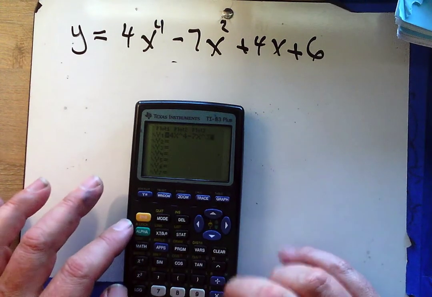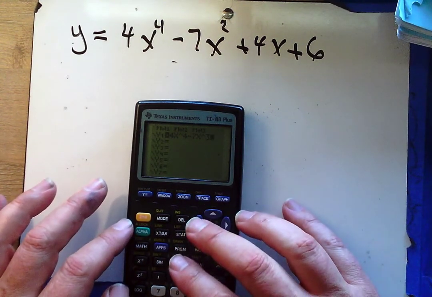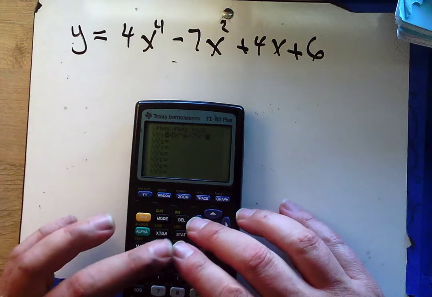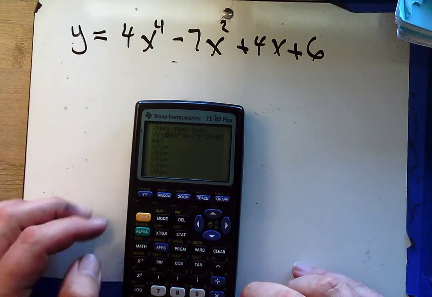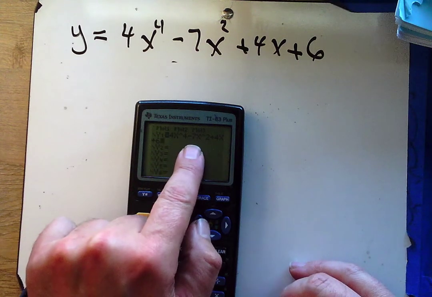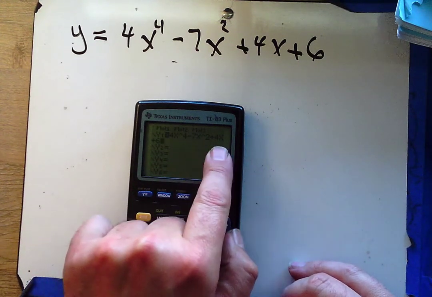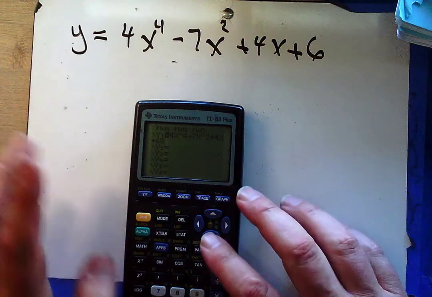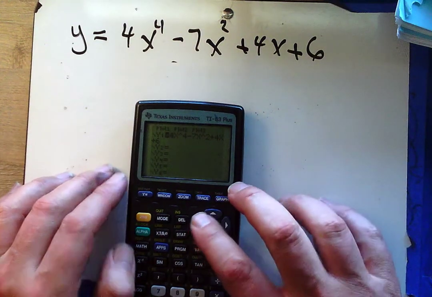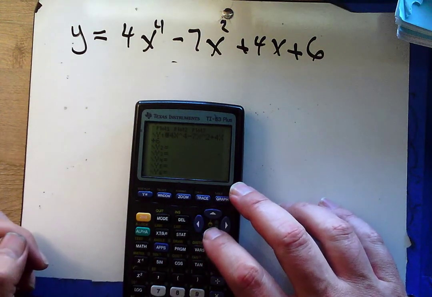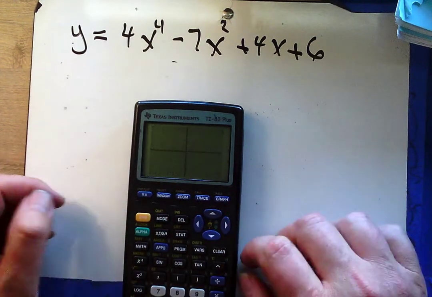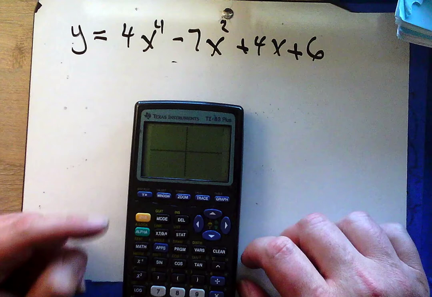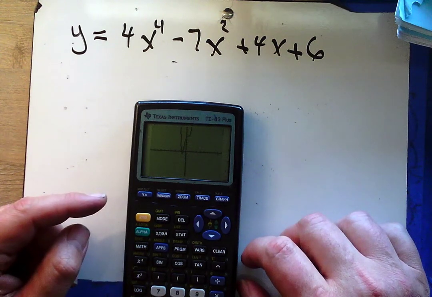7x to the second is 4x plus 6. 4x to the fourth, 7x squared, 4x plus 6. Okay, now I actually don't want that function on. I mean, I can have it on. I can do zoom standard, and I can say, oh, look, here's a fourth degree polynomial.